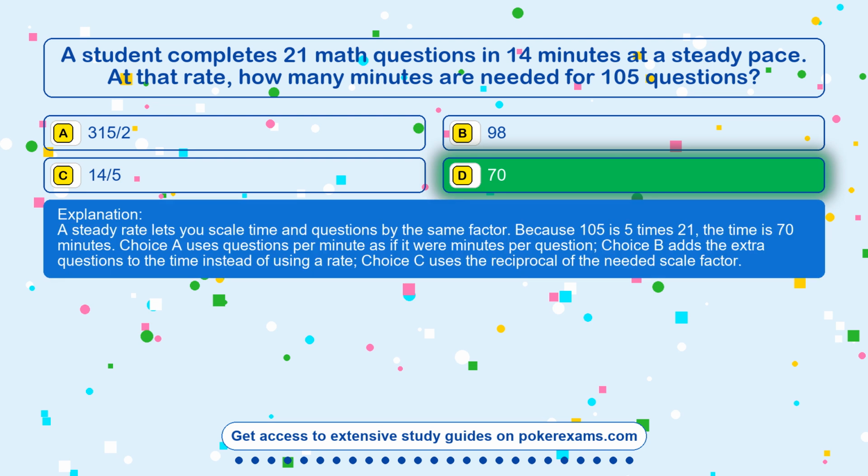A steady rate lets you scale time and questions by the same factor. Because 105 is 5 times 21, the time is 70 minutes. Choice A uses questions per minute as if it were minutes per question, Choice B adds the extra questions to the time instead of using a rate. Choice C uses the reciprocal of the needed scale factor.